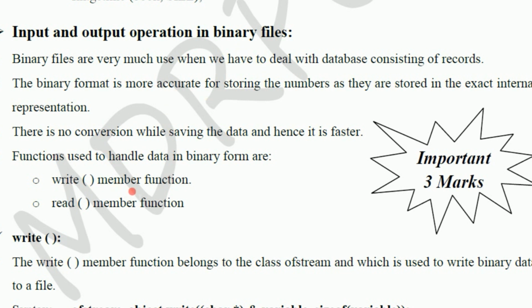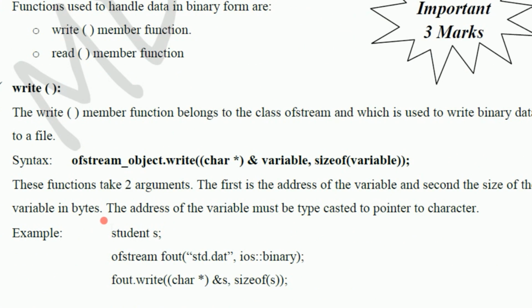Input and output operation in binary file. For the input and output operation, we will use write and read member functions. Write is to write a set of characters into the file. Read is to read a set of characters from the file. Maybe for example, if one record contains name, address, place, contact number, all that information we can write at a time, and we can read at a time with the help of write and read functions.